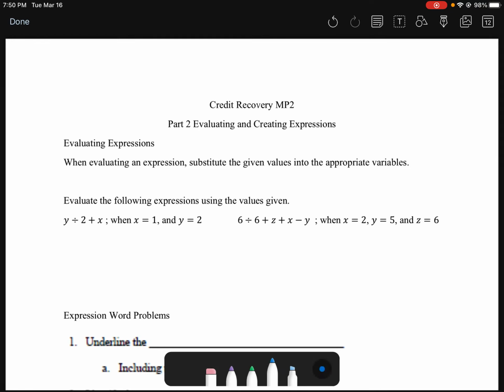All right, credit recovery, marking period 2. Part 2, evaluating and creating expressions. So starting off with evaluating expressions. When evaluating an expression, you need to substitute the given numbers, the given values into the appropriate variables. So we're just switching out that variable and putting in the number that it equals to.